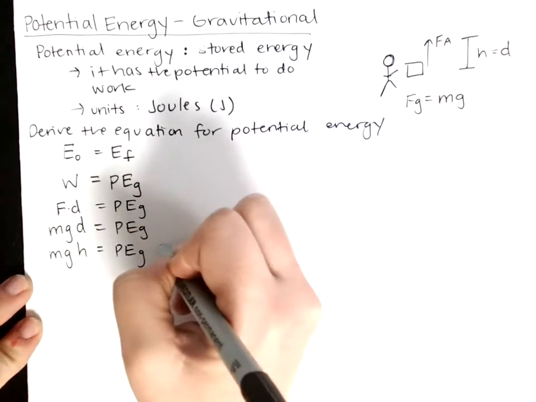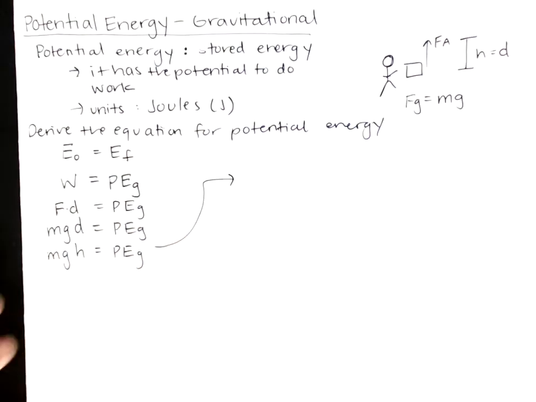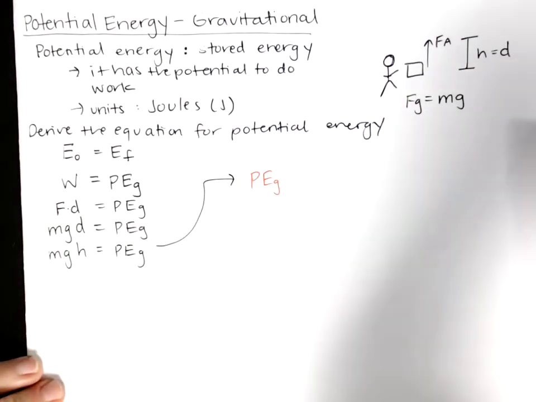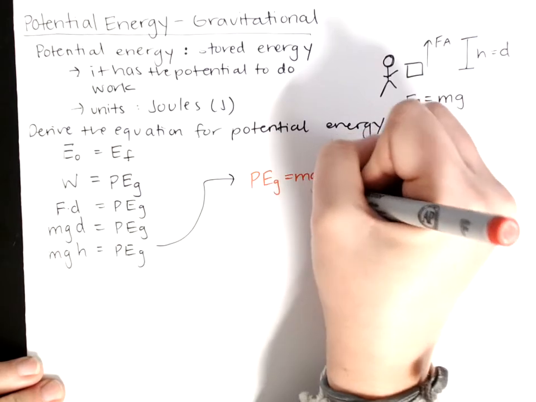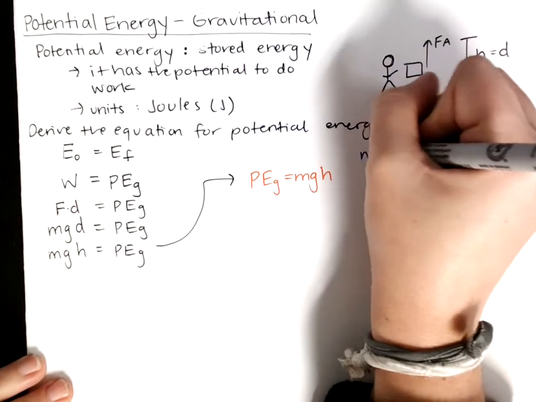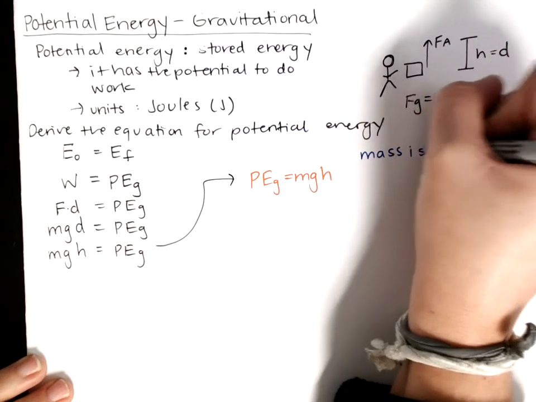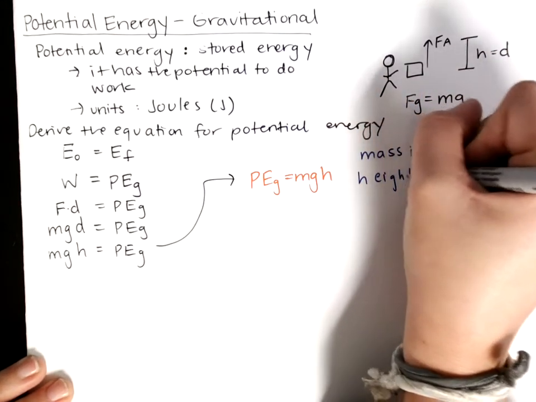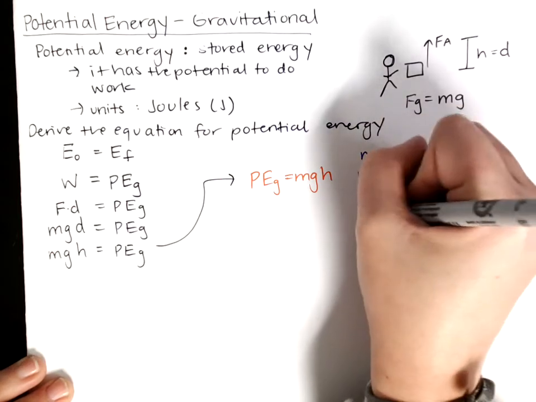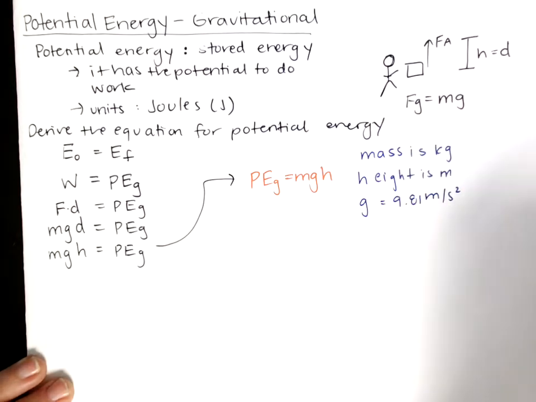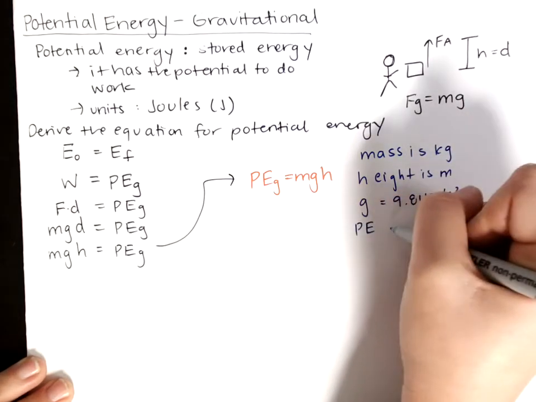So that leads us to our equation. There it is. PE subscript g, for gravitational, is equal to mgh. And the units for everything: mass is kilograms, h, height, is meters, g is 9.81 meters per second squared, which leaves us with potential energy in joules.